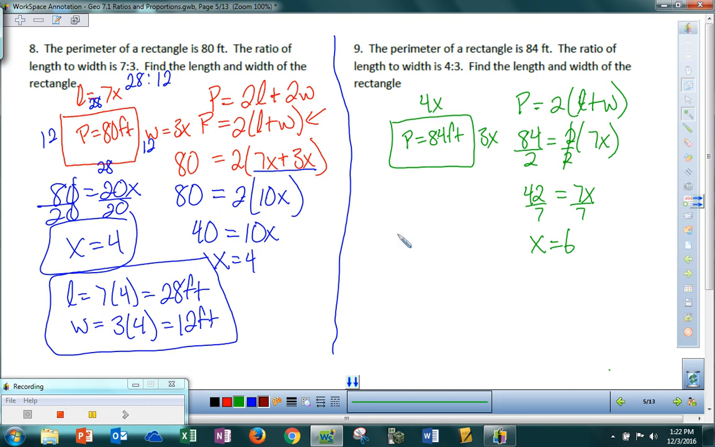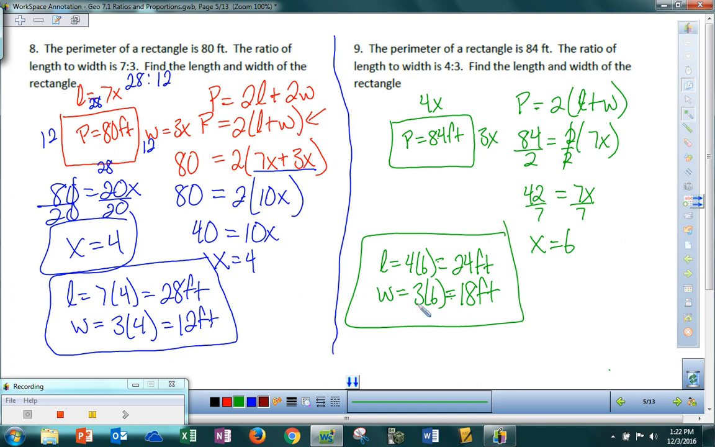So taking this back and filling in our length is going to be 4 times x, or 4 times 6, which gives us 24. Again, we've got a label of feet for this problem. And then our width was 3 times x, or 3 times 6, which gives us 18 feet. Length and width for that problem.